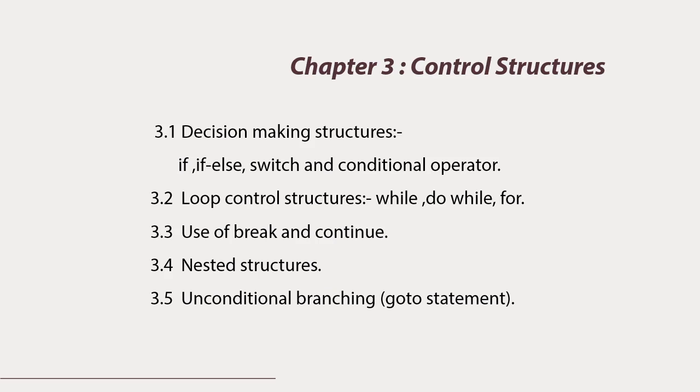Next chapter is control structures. Every program gets executed sequentially, but sometimes we want to change the sequence of execution of a program, then we have to use control structures. In decision making structures, we will see if else, switch and conditional operator.